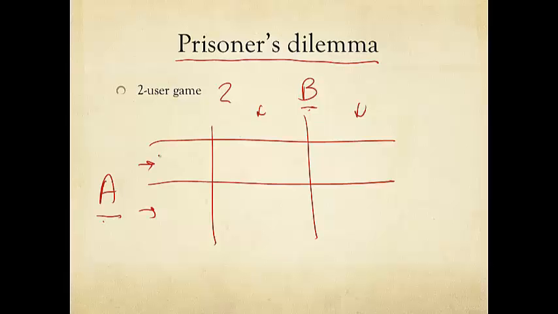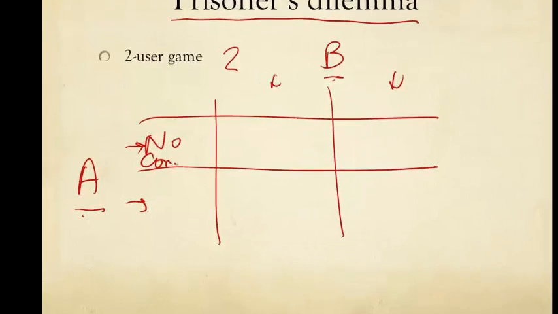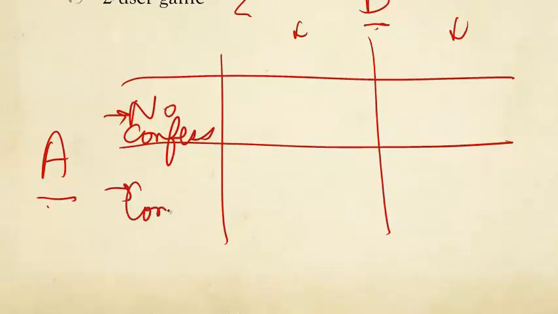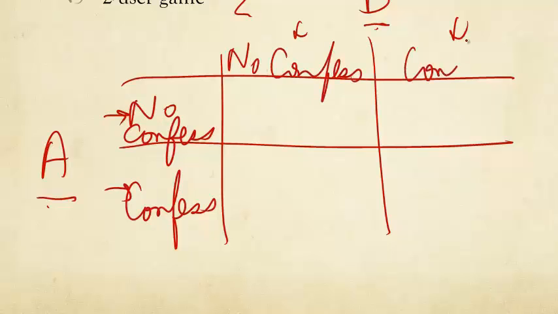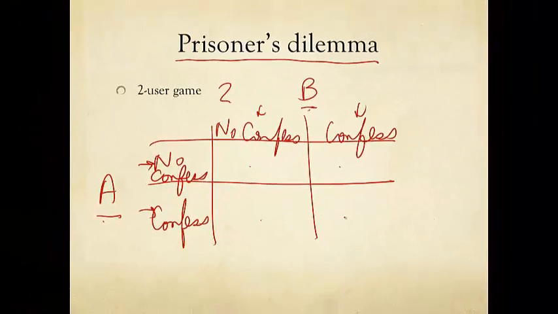And let's say they have two choices to make. One is you do not confess, no confess. The other is you confess. Similarly, B can also say, I don't confess, or I confess. So there are altogether four possible outcomes. For each of these outcomes jointly determined by A's strategy and B's strategy, there will be a pair of numbers. The first number denotes the payoff to A, and the second the payoff to B.